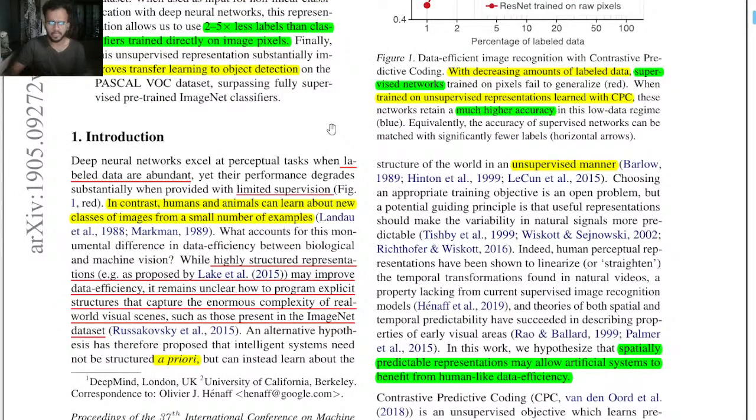So their motivation for this was that deep neural networks accelerate perceptual tasks when labeled data is abundant, but the performance degrades substantially when provided with limited supervision. In contrast, humans and animals can learn about new classes of images from a very small number of examples. So there is some prior in our minds, some structural information about objects in general or the world in general. That helps us even with few labeled examples of newer classes. We are able to pick it up better because we have some prior information. So we have in our brains a structured representation of objects.